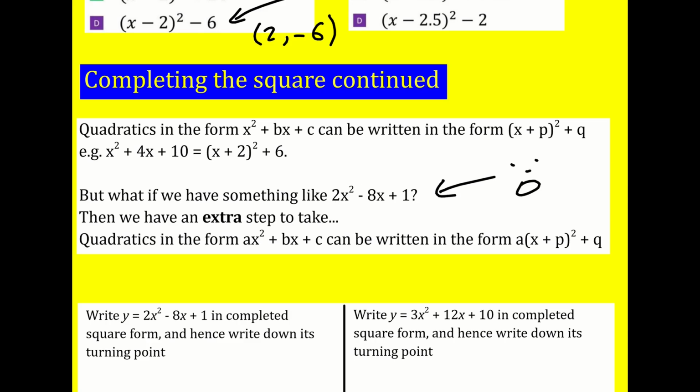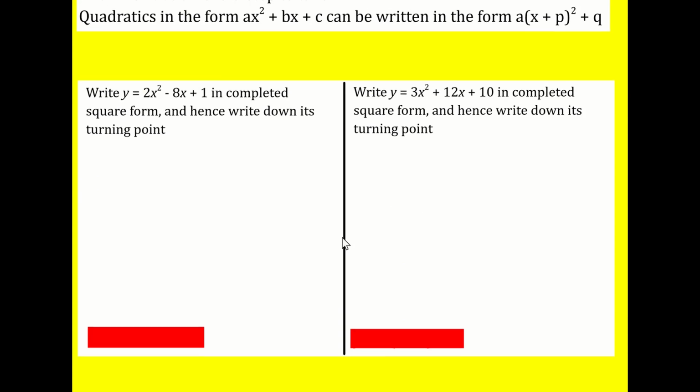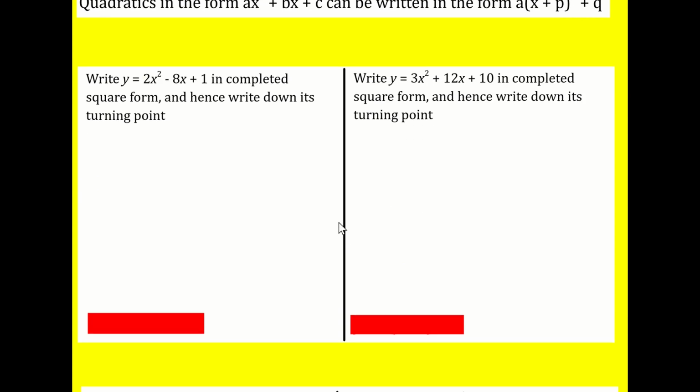Suddenly, there's a 2 in front, and we still have to be able to deal with it. The good news is there's just one extra step, really. Maybe it turns into a few more than one, but one essential extra step. We can write it in completed square form like this. We're going to take the a outside the bracket when we write it in completed square form. Let me show you an example, and the turning points are still going to work in the same kind of way, so we're going to keep going with those.